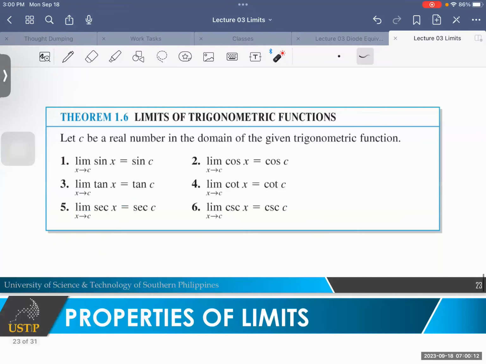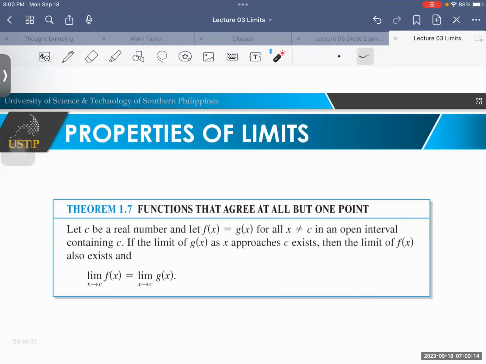Okay, moving on to functions that agree at all but one point. So let c be a real number and let f of x be equal to g of x for all x not equal to c in an open interval containing c. So if the limit of g of x as x approaches c exists, then the limit of f of x also exists.